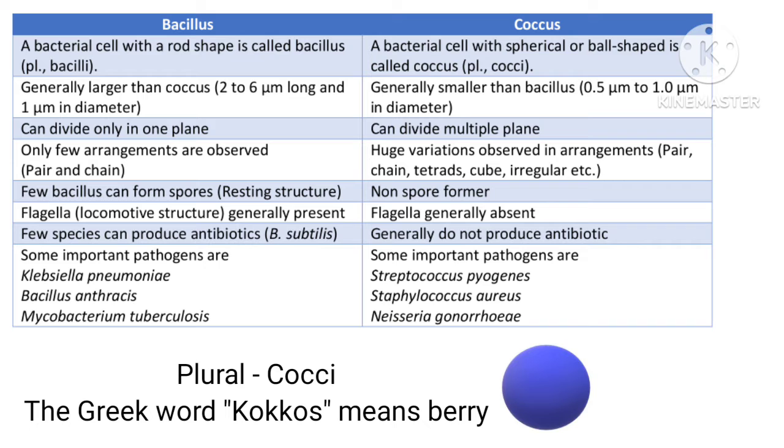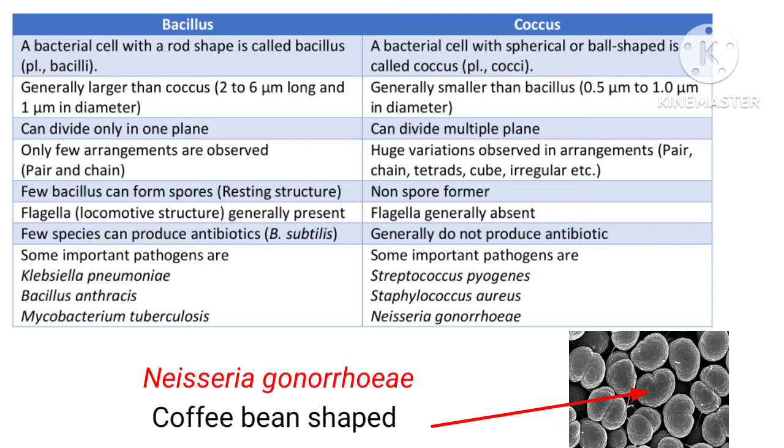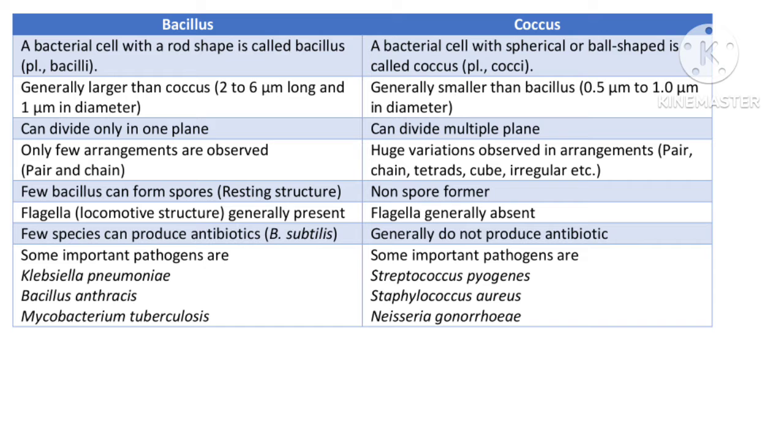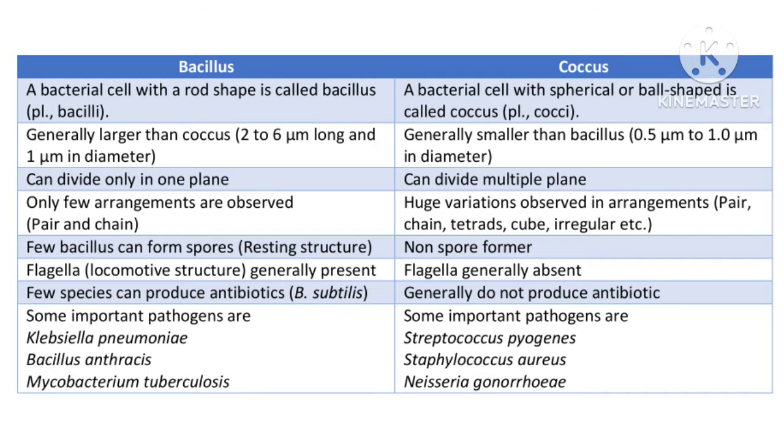If the cell is spherical or ball-shaped, the bacterium is called coccus. Cocci can be perfect spheres or oval or bean-shaped or even pointed variants. They are quite small, only 0.5 micron to 1 micron in diameter. You can see the difference between coccus and bacillus from this table. The table is also uploaded in the community section.